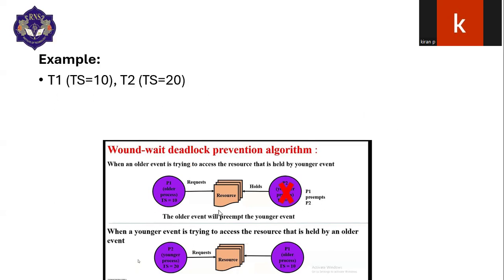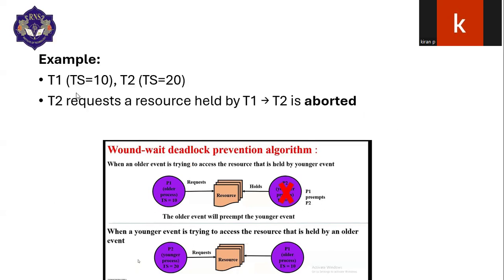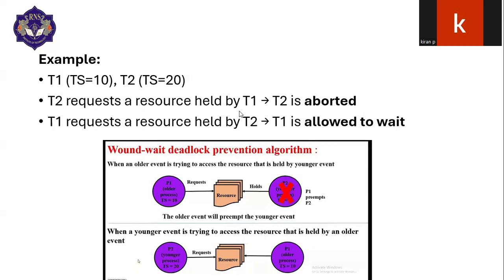So the timestamp of T1. I'm just giving you one more example. T1 has started early, and T2 started next. If T2 requests a resource held by T1, T2 is aborted. So that's the example that I showed you. If T1 requests a resource which is held by T2, then T1 is allowed to wait.